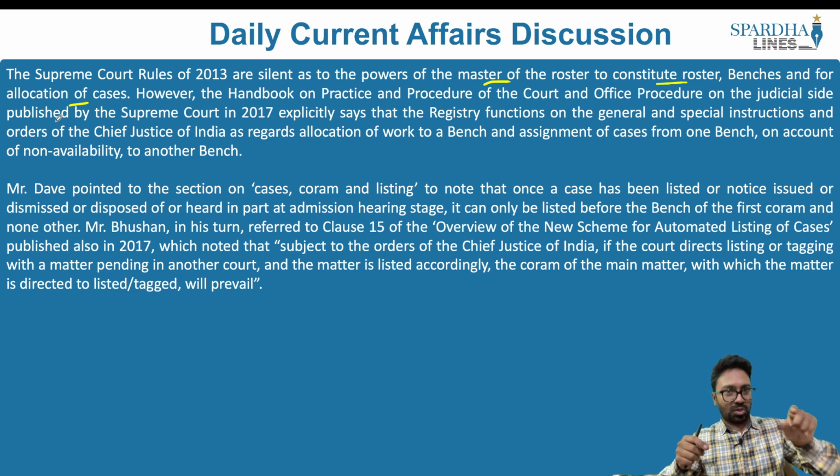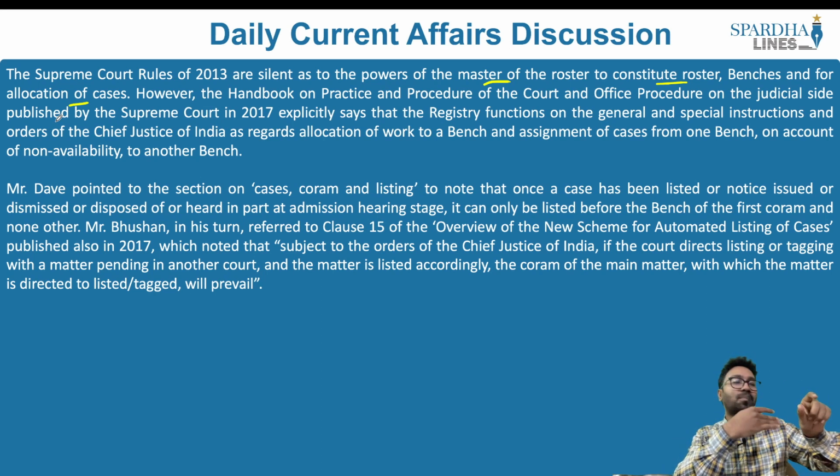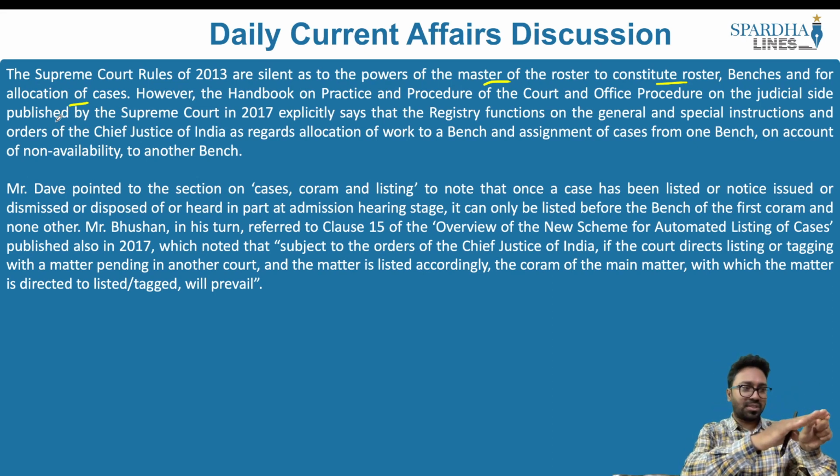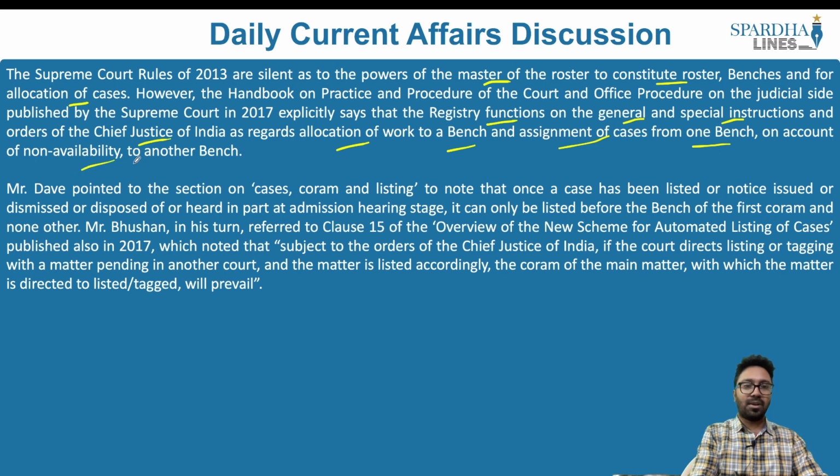The master of the roster, who is the Chief Justice of India, will also be supported by the registrar at the administrative level, and once a case is filed, it is fed into the system by the registry, on the basis of the memo moved for urgent hearing. That is when this particular case will be listed before that court. However, the Handbook on Practice and Procedure and Office Procedure on the judicial side, published by the Supreme Court in 2017, explicitly says that the registry functions on the general and special instructions and orders of the Chief Justice of India as regards the allocation of work to a bench and assignment of cases from one bench, on account of unavailability, to another bench.